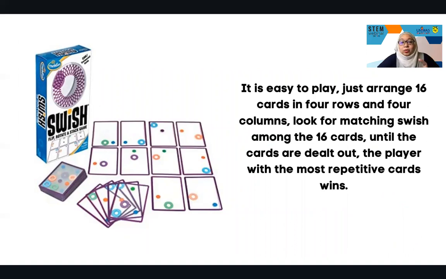It's called Swish. It's a set of play cards that you have to arrange. You get 16 cards when you are dealt. You have to arrange them in 4 rows and 4 columns, and you have to look for the matches among the 16 cards. And then the cards which are dealt out, meaning that the player who can put together the matches better than others, he would win the game. So that's the Swish card. It's a transparent deck of cards.